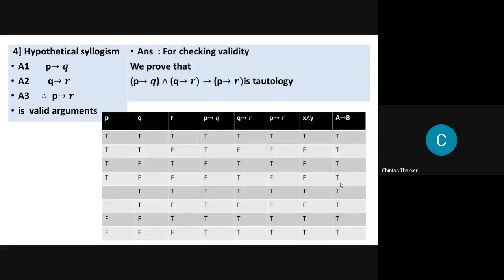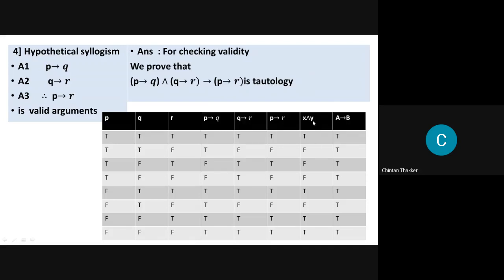Okay. We make the truth table. Here we have columns P, Q, R, P implies Q, Q implies R, then P implies R. So these are the two arguments. These two we denote by X and Y.